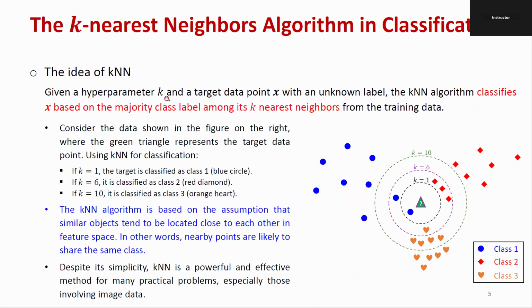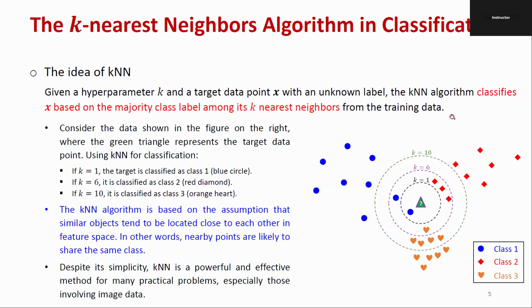Remember the cross-validation method introduced in lecture 5. Suppose it's already given a hyperparameter K and a target data point X. Again, X is a vector with an unknown label. And the KNN algorithm classifies X based on the majority class label among its K nearest neighbors from the training data. What does it mean?